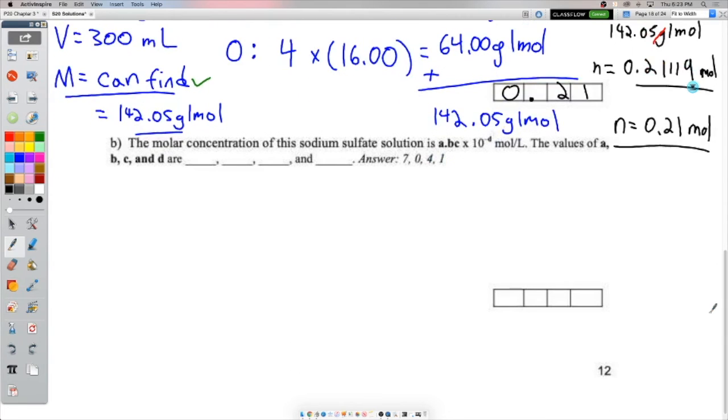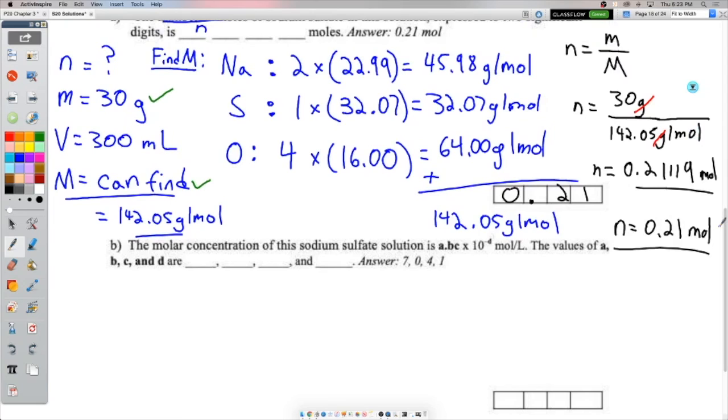Now it's saying, what's the molar concentration? So with the same givens, N is no longer a question mark. Here I'll just say down here, N now equals 0.2119 moles. I'm going to keep some extra sig digs, especially because now I'm going to use this number. I shouldn't use the rounded version, so let's just keep it.